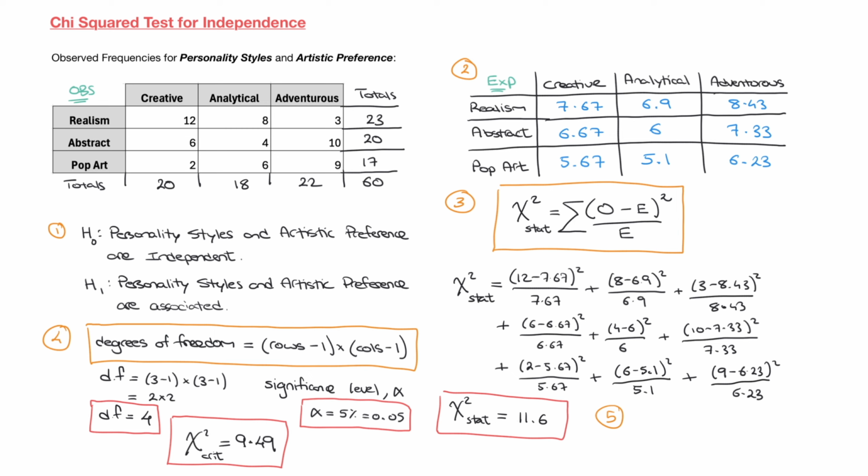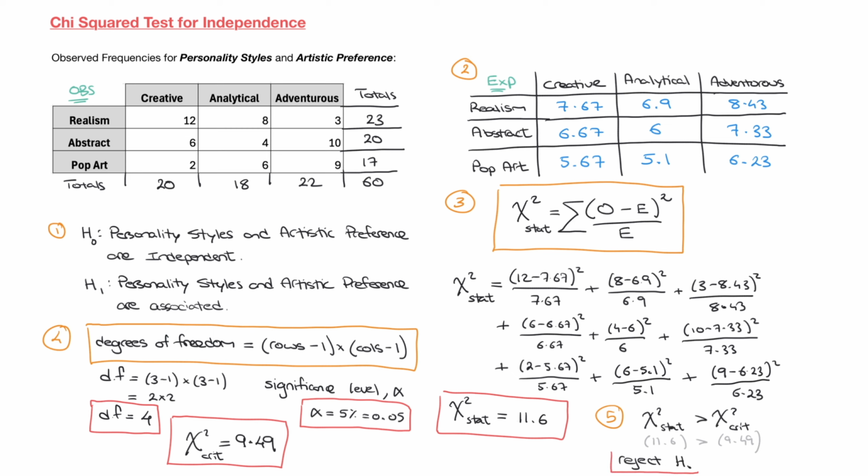And so here we notice that the calculated chi-square statistic is greater than the critical chi-squared value. And I'll quickly write that there. The chi-squared statistic is greater than the chi-squared critical, or critical chi-squared value. Indeed, in parentheses here, 11.6 is definitely greater than 9.49. And consequently, we reject the null hypothesis. So we reject H sub 0.